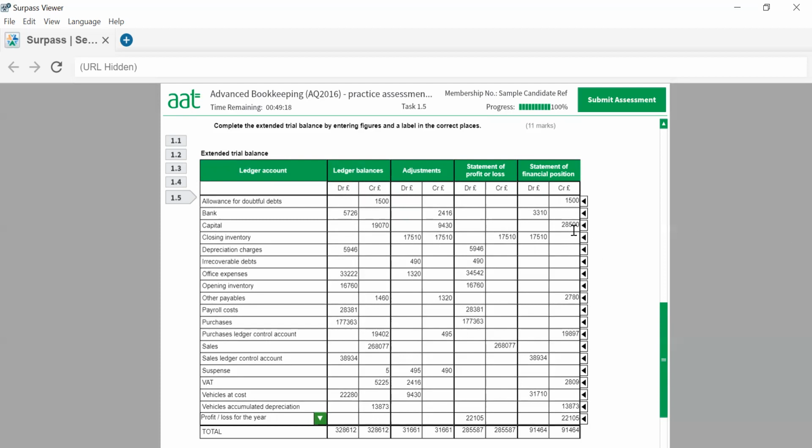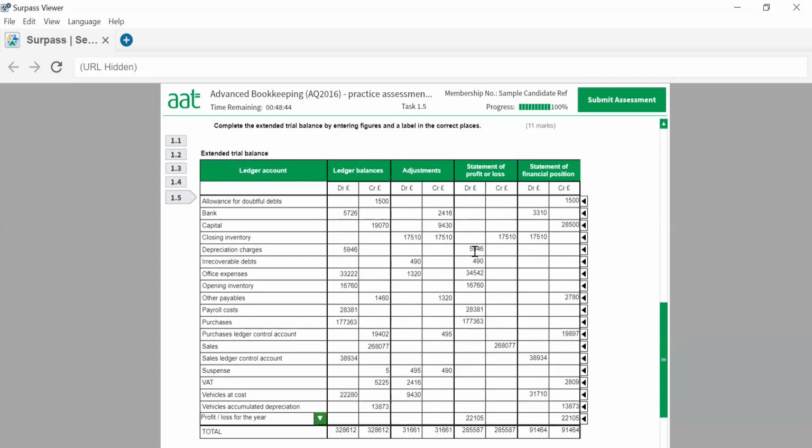So 28,500. Your closing inventory goes in two places. It goes in your current assets in your statement of financial position. So it's an asset, and it's also part of your cost of sales in your profit and loss account: opening stock plus purchases minus closing stock. So 1750 goes as an asset in the statement of financial position. Obviously that's a debit, and a corresponding credit in your profit and loss account.